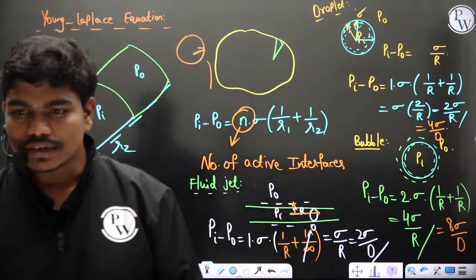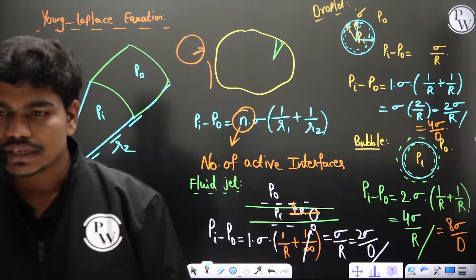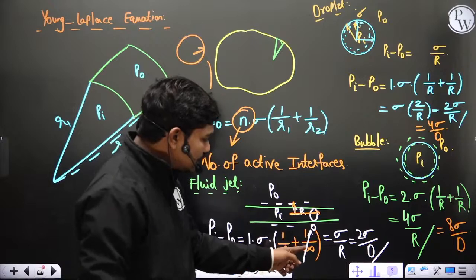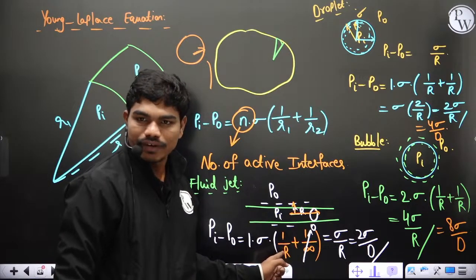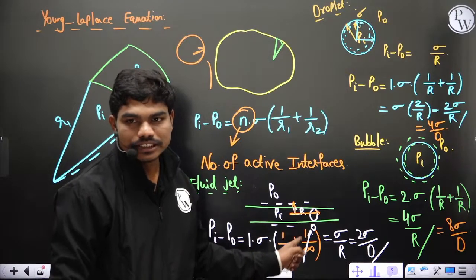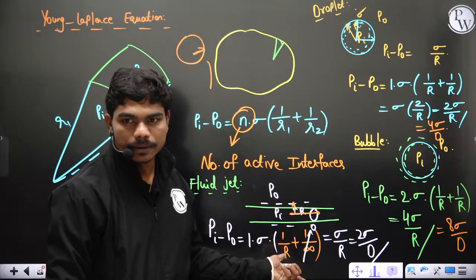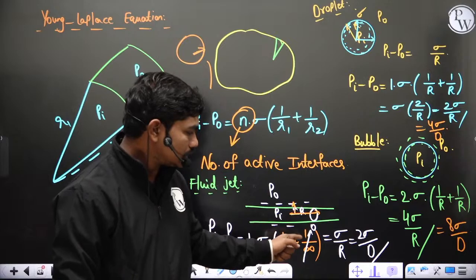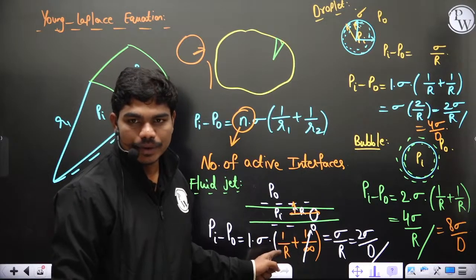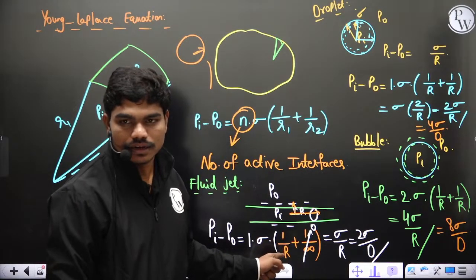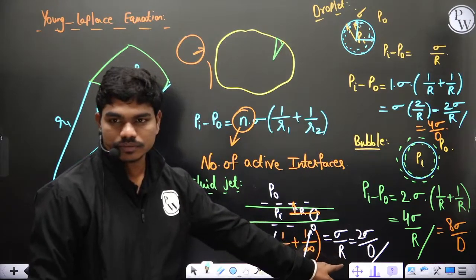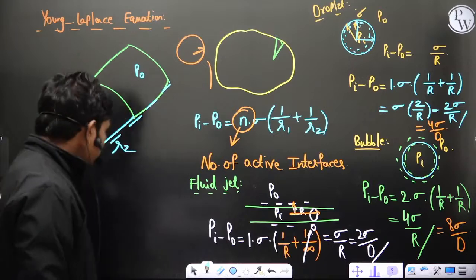So for a fluid jet, Pi minus P infinity is equal to 2 sigma by, look, only this is 0. This term is not 0. We have 1 by r, 1 by r plus 0 is 1 by r. That's it. Understood? So this is 1 by r plus this is 0, obviously. So 1 by r plus 0 gives you 1 by capital R. So 1 by capital R into sigma gives you sigma by r. So this is what we have.